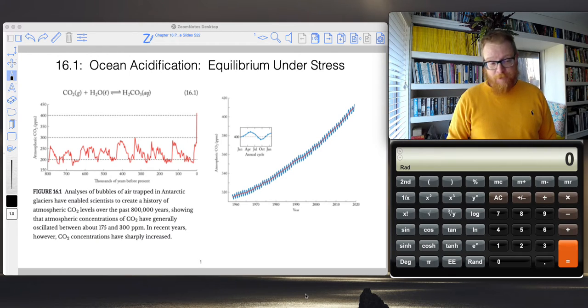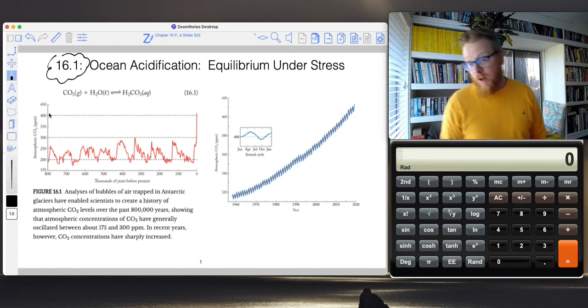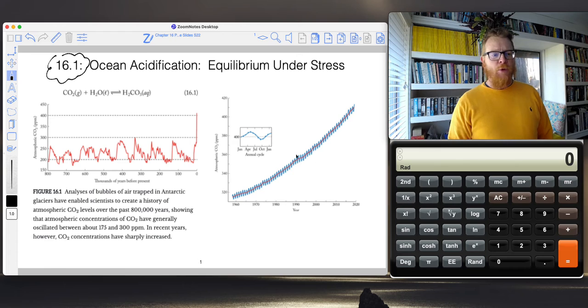carbon dioxide. Okay. And we talked about this before, but I really wanted to get into this and look at some of the data. And the book does a really nice job describing this in section 16.1 if you want to read further. But I'll summarize briefly here.